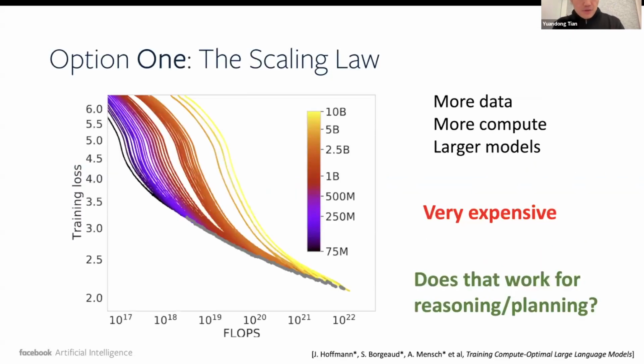Right, so the first one is of course the scaling law. People say, how about we just put in more data, more compute, larger models, and hopefully the model can do better. It's very expensive for sure. Another question people may ask is, does that really work for reasoning and planning? Even with a lot of data, you can still see this kind of worrying curve with more complicated planning tasks. The performance actually drops substantially.